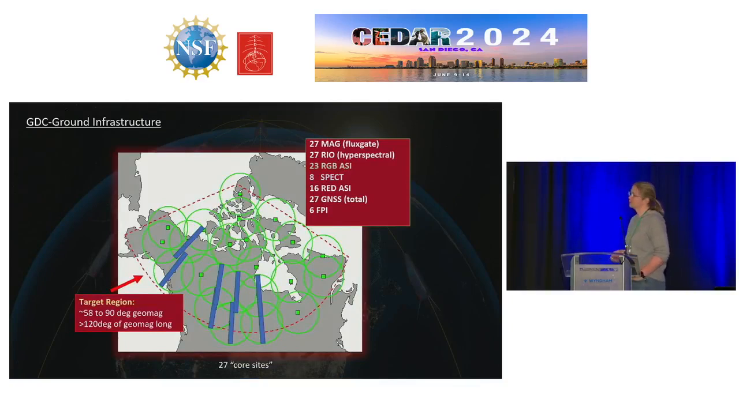And so we've got 27 core sites that will be going in. Installations will start not this next field season but the season after, which will have 27 mags, 27 rheometers, the 23 RGB ASIs, right? So true color imaging across 23 sites, and the fields of view you're seeing there will, of course, be augmented by 8 meridian imaging spectrographs, giving us access to that full spectrum. On top of that, the 16 red line ASIs will be deployed, as well as 27 GNSS and 6 Fabry-Perot interferometers. So this is our source, as I will say.